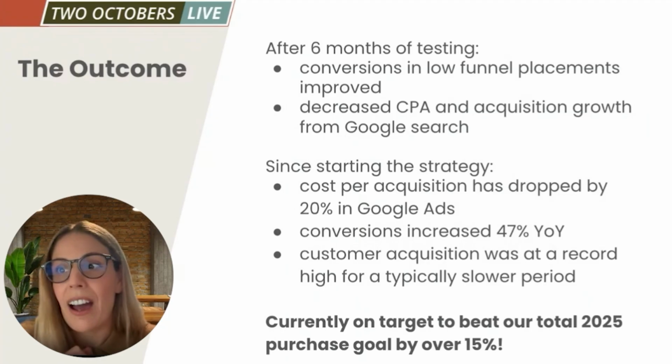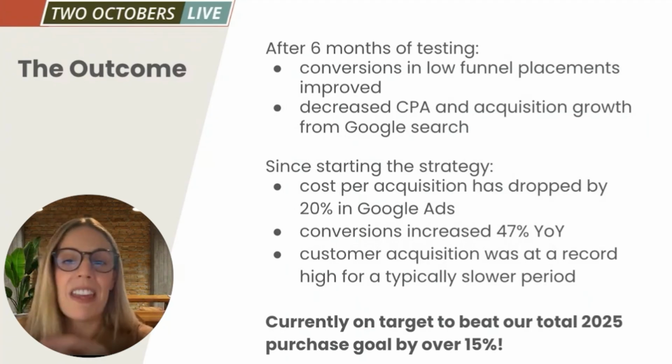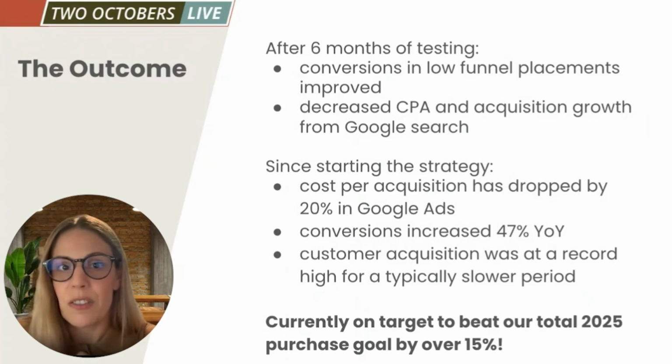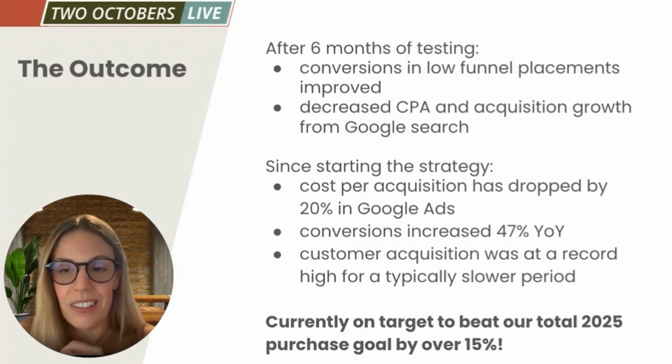So we're very pleased with how this outcome has helped the client in their overall marketing and their overall business. And we're going to keep at it and see where else we can add to this funnel strategy.